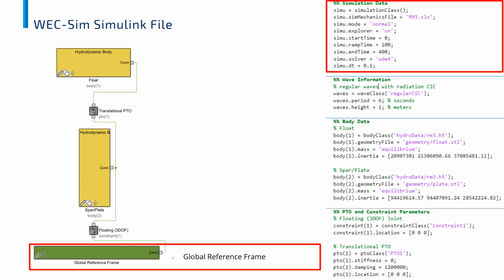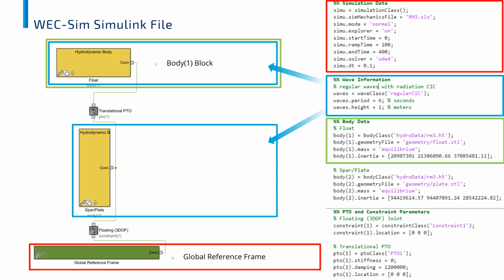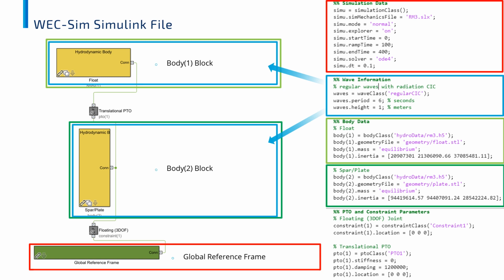The simulation parameters are contained in the global reference frame block. Because the wave acts on the bodies that are present in the simulation, the information in the wave class initialization is passed to a calculation that takes place within each of the body blocks. The mass information as well is passed to each body block respectively, body 1 and body 2 in this example.